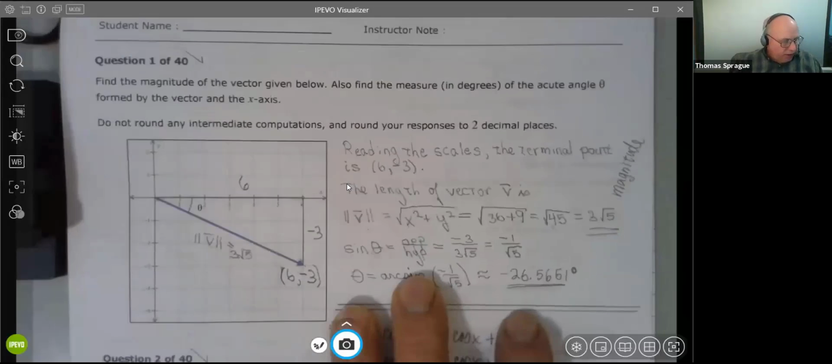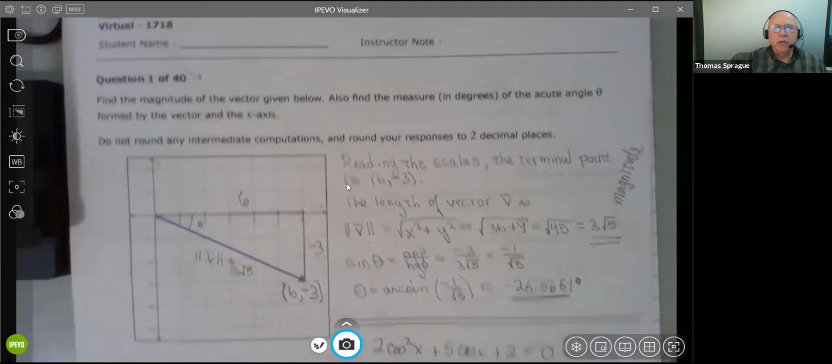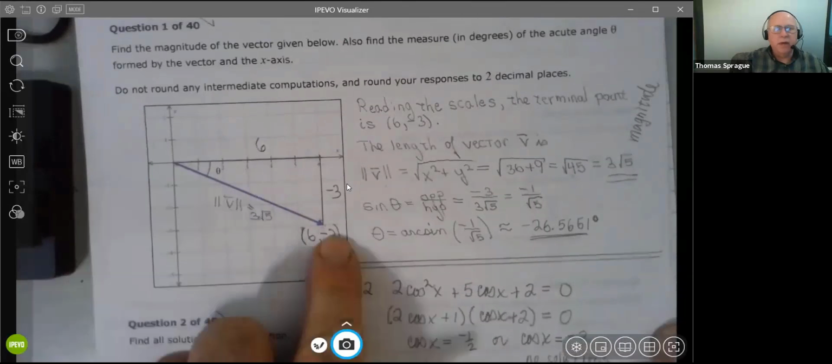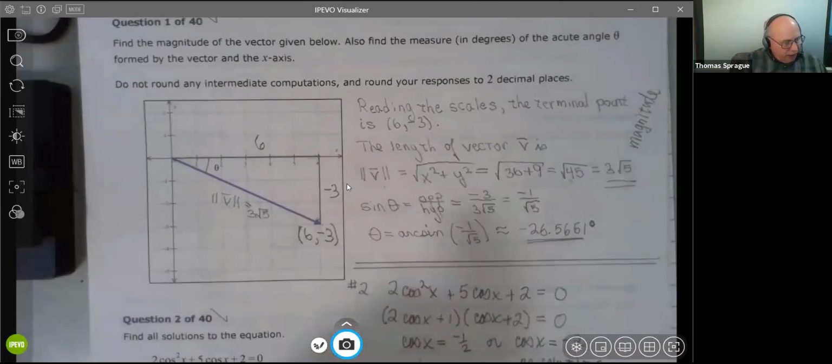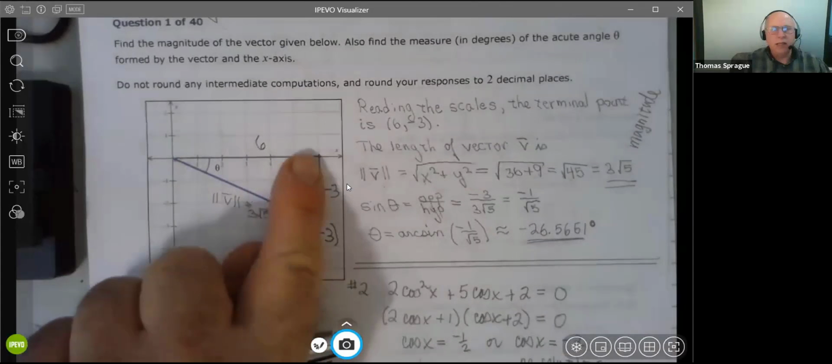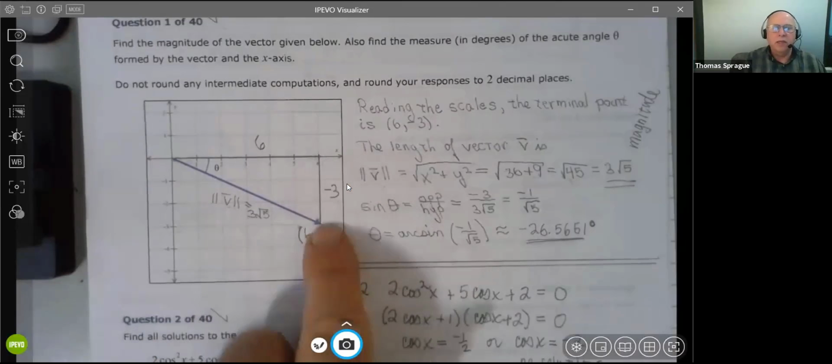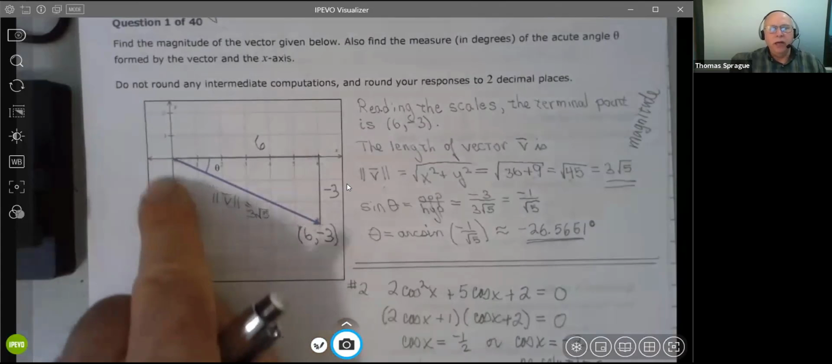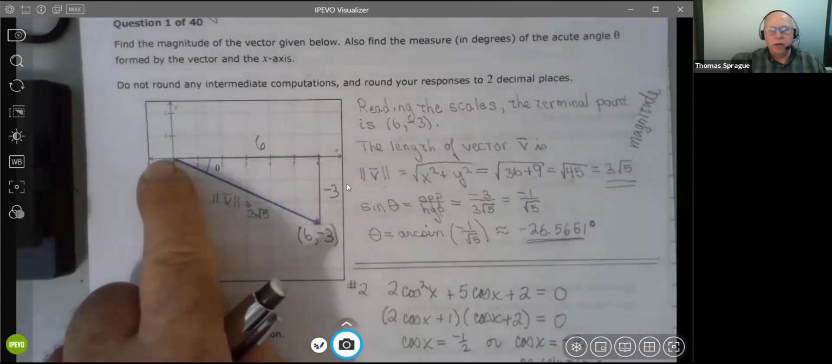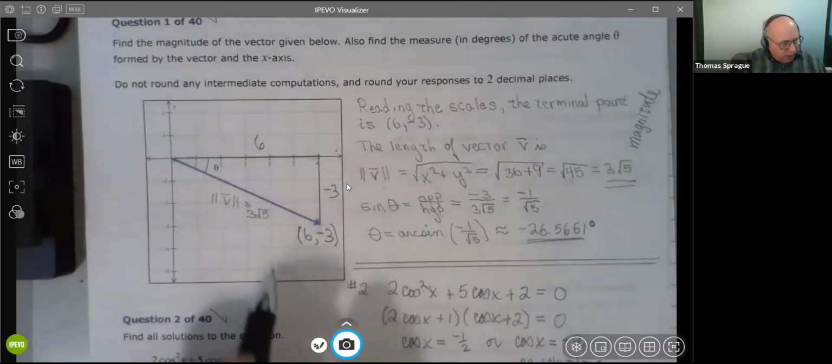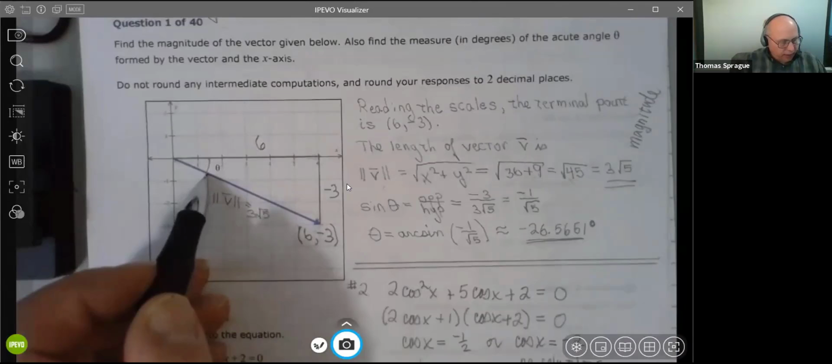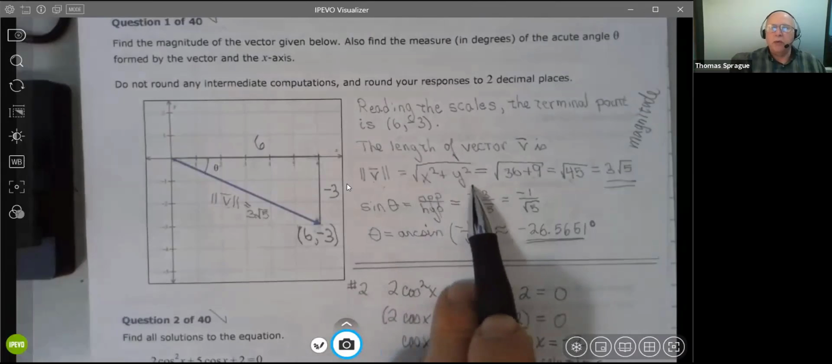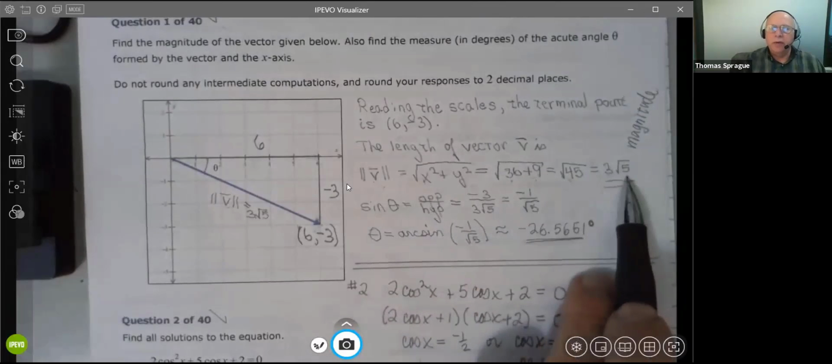The first problem we're going over together is this one from the review for the final. We have a vector here. You can read from the graph that this distance is 6, this distance is 3, and you call it minus 3 because it's pointing down. So the terminal point of the vector is (6, -3), and the initial point is, of course, the origin. Our job is to figure out the length and the angle. The length is the square root of x squared plus y squared. You plug in the numbers and you get 3 root 5.